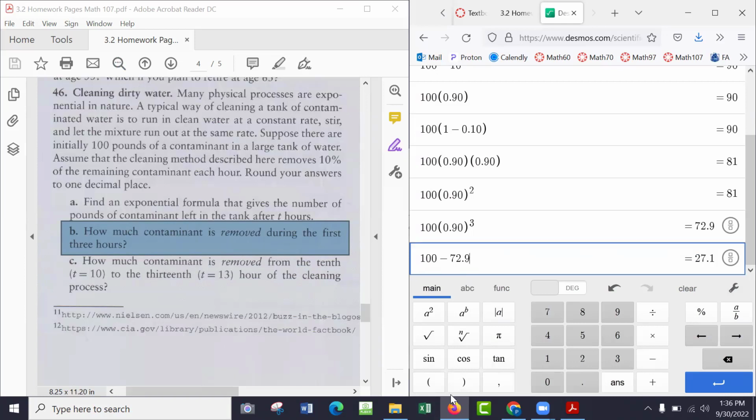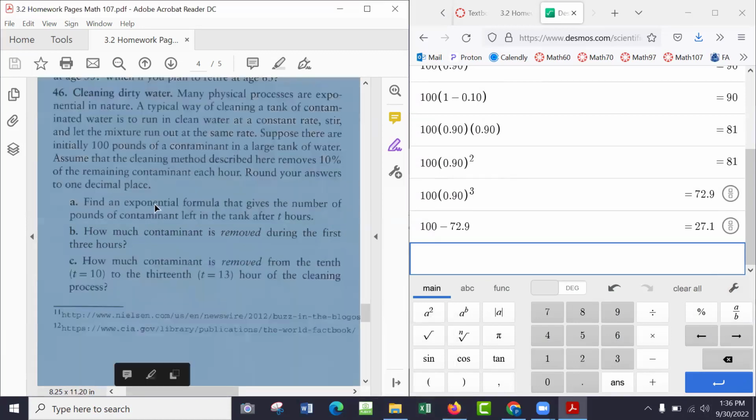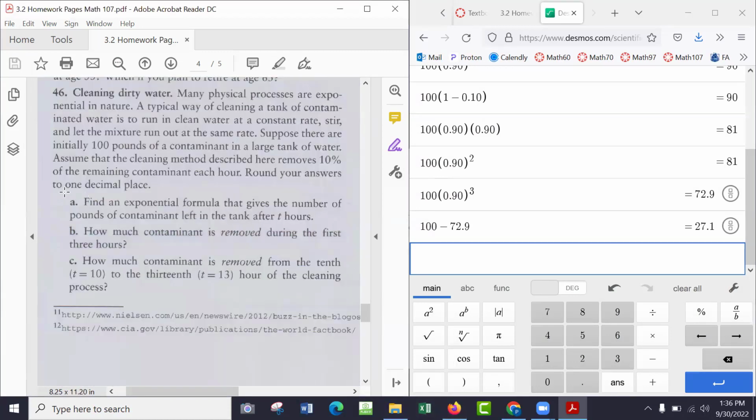So I guess we'll jump to maybe question 46A. So just after that, playing around, can we get a formula for this? Find an exponential formula that gives the number of pounds of contaminant left in the tank after T hours, right? So press pause and try that if you like, and you'll do. And let's see.